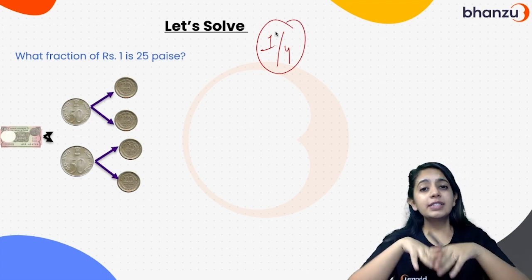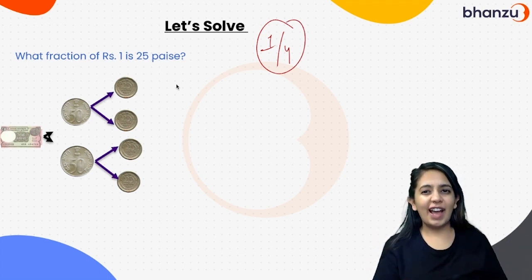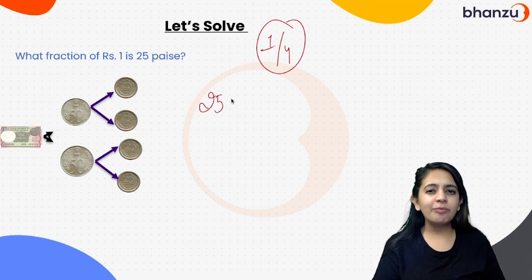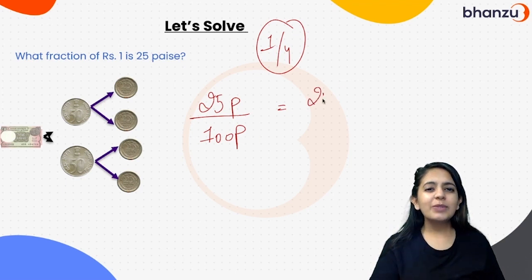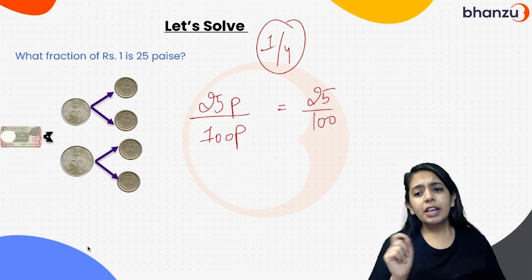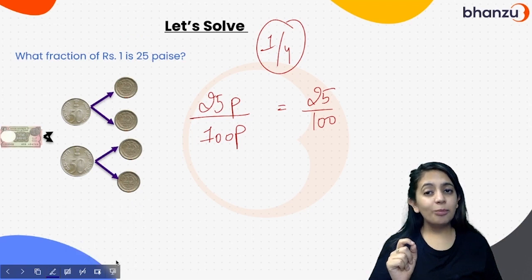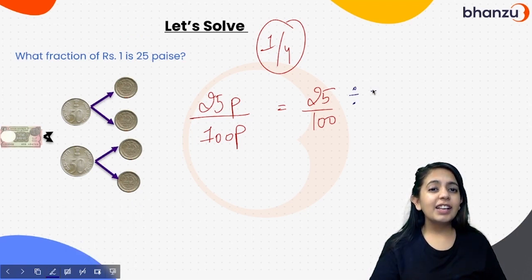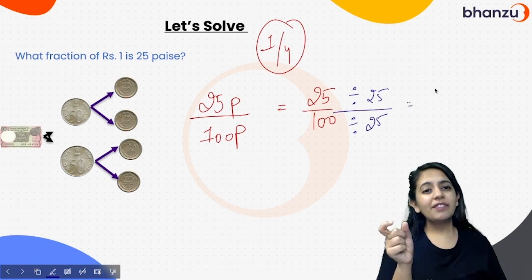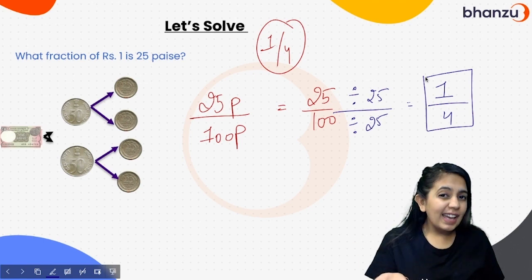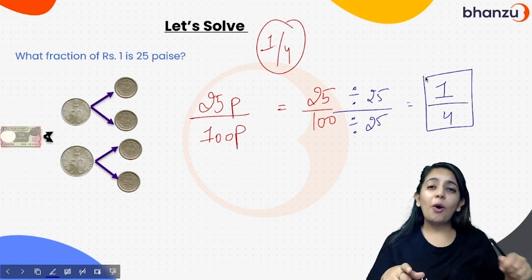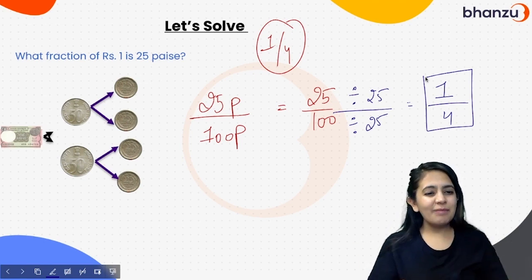But if we go conceptually by following all the rules of fraction, then we will say that 25 paise out of 100 paise, because 1 rupee is 100 paise. So it is 25 by 100. Now 25 by 100 can be reduced further, right? We can divide the numerator and denominator both by 25. So 25 divided by 25 is 1, 100 divided by 25 is 4. So therefore 1/4 is the answer. If you go by the concept, then also you are going to get the same answer.